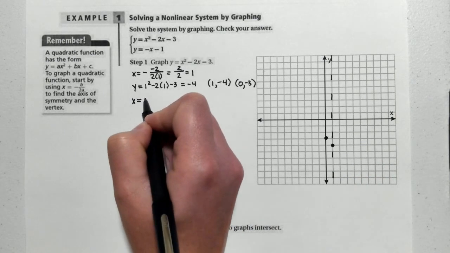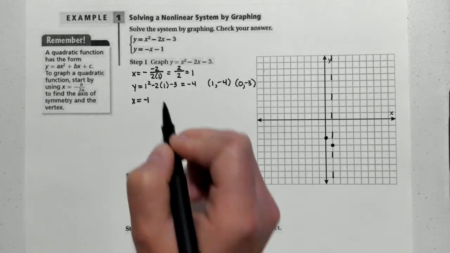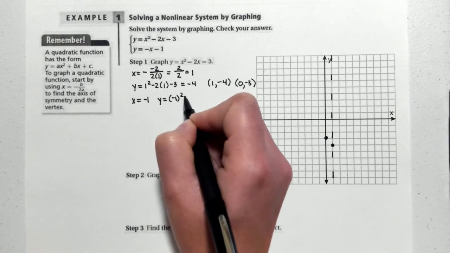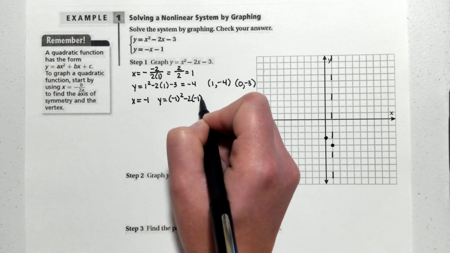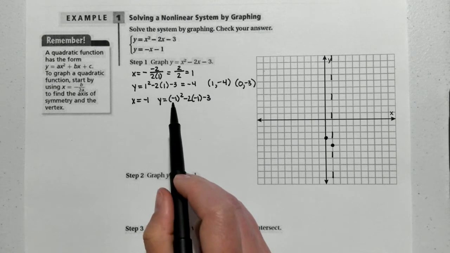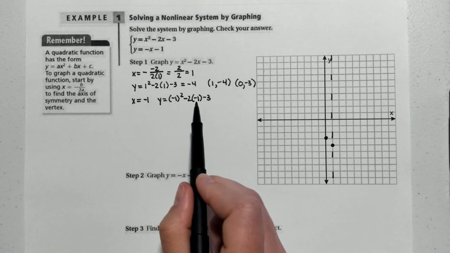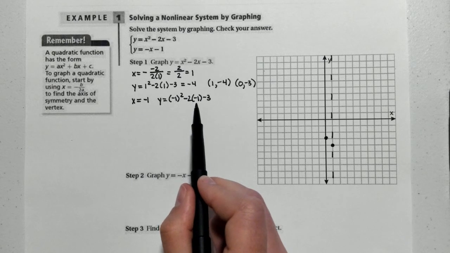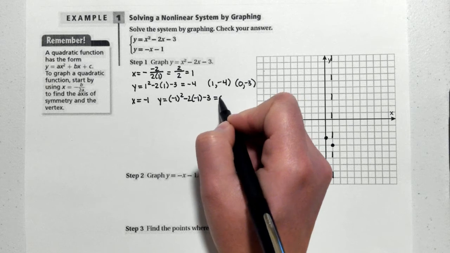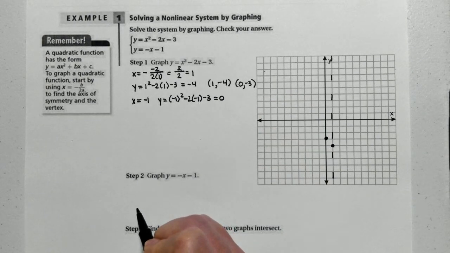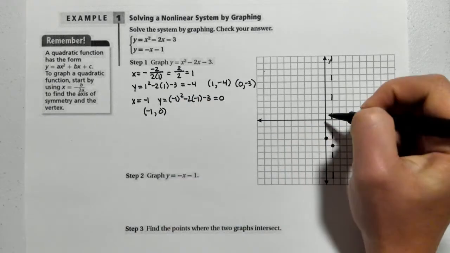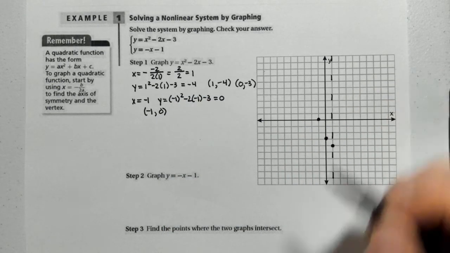So x equals negative 1. So I'm going to have y equals negative 1 squared minus 2 times negative 1 minus 3. Negative 1 squared is 1. Negative 2 times negative 1 will give me a positive 2, and then minus 3. That will give me 0. So this coordinate will be negative 1, 0. So left 1, and then I'm not going up or down at all.